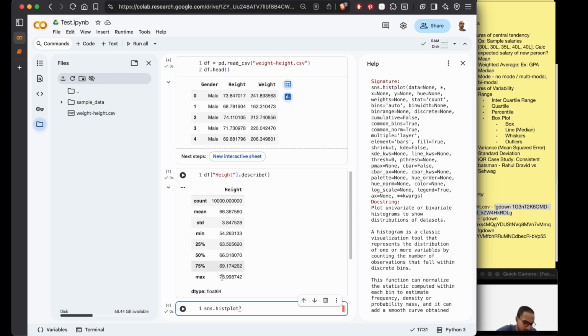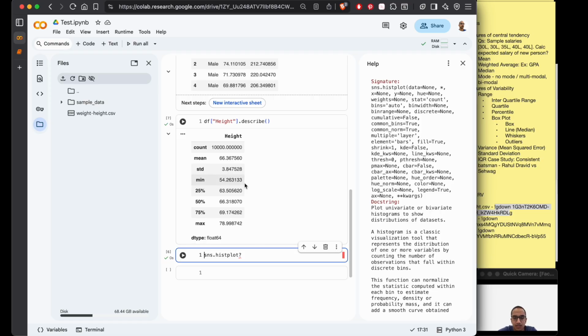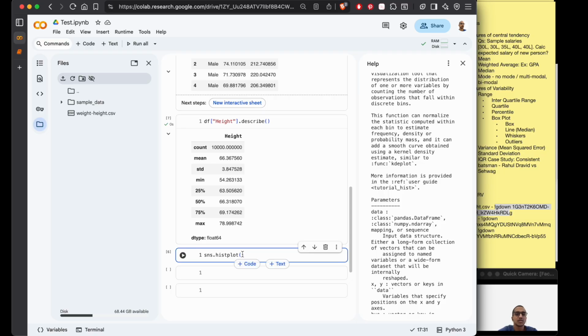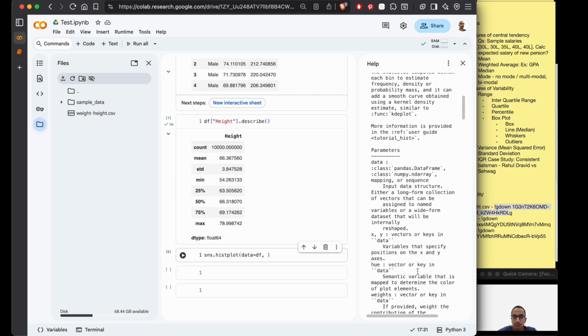So these are the stats for the height column. I will plot the height histogram just to see what variance means, or rather how spread can be visualized. By the way, box plot is used for visualizing the spread and distribution of the data set. We'll just put the data here as df and x, y. I think any one of these should be sufficient. With x, let's put x as the height.